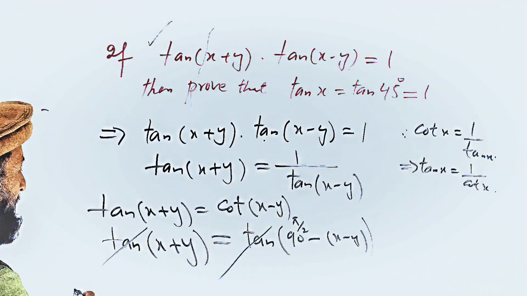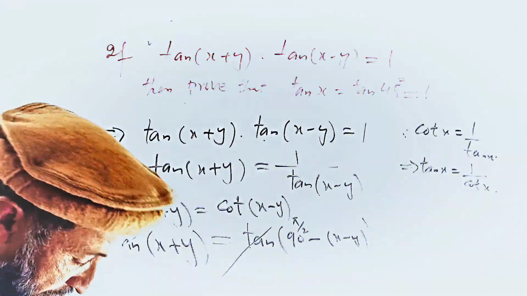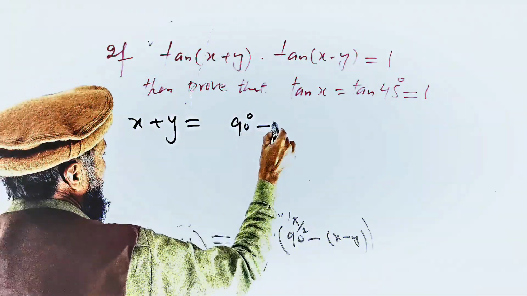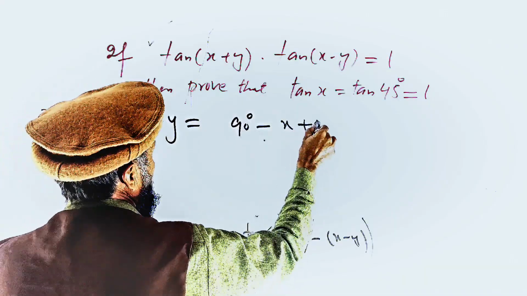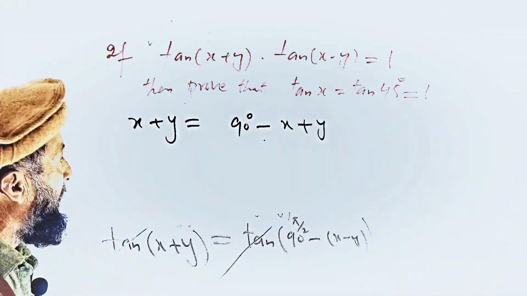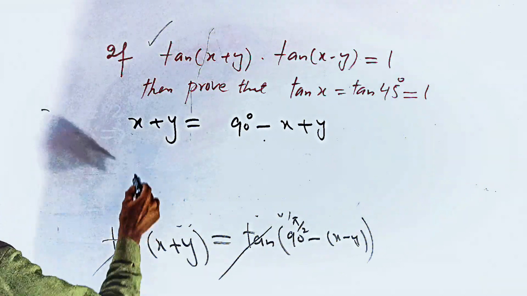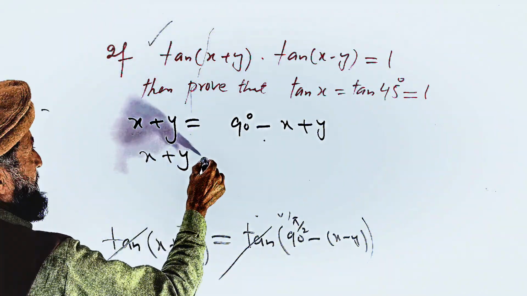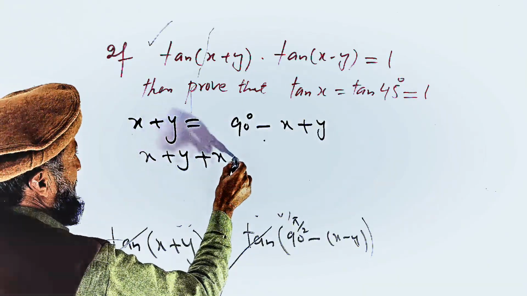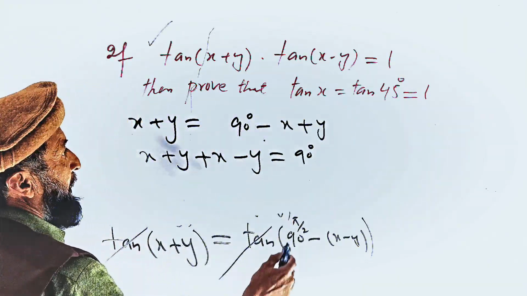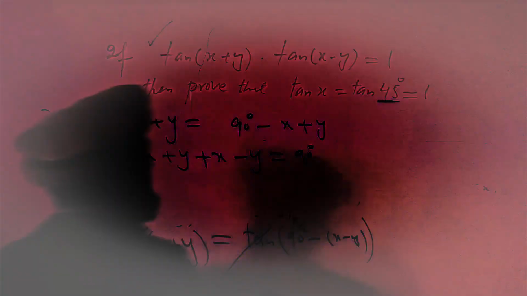Now we get the result: tangent and tangent both are cancelled. Here is pi by 2, that is 90 degrees, minus (x minus y). This term has a minus, so we multiply to open the brackets. Now x plus y minus, plus x and minus y, is equal to 90 degrees. Because we are finding this angle, 45 degrees will be x.